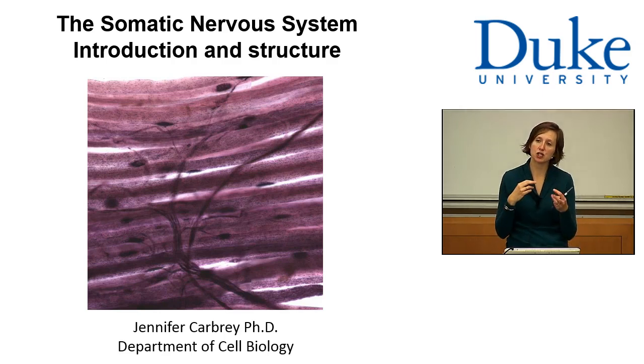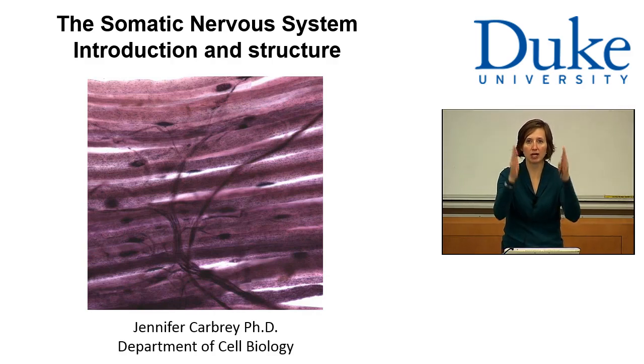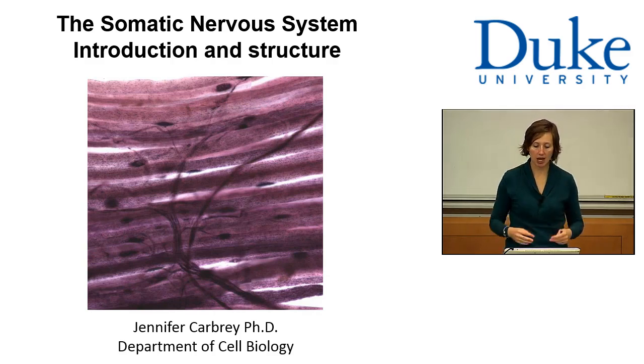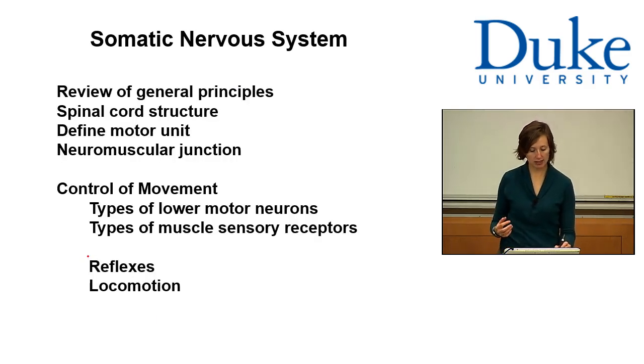Then in the next session we're going to talk about reflexes, which is where we bring in sensory information, the central nervous system integrates that information, decides what to do, and then we're going to consider the efferent pathway through the somatic nervous system and how that controls things like reflexes and locomotion.